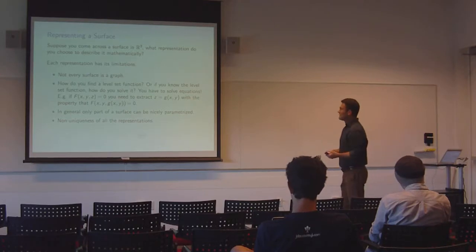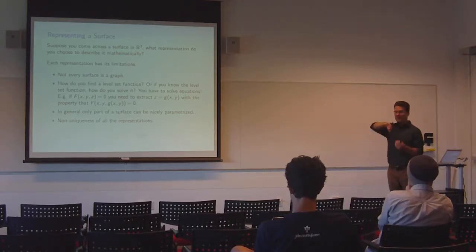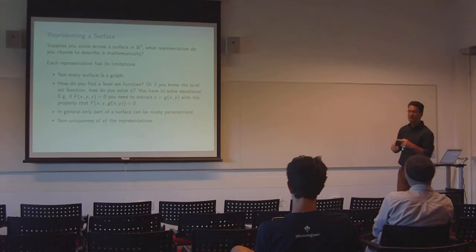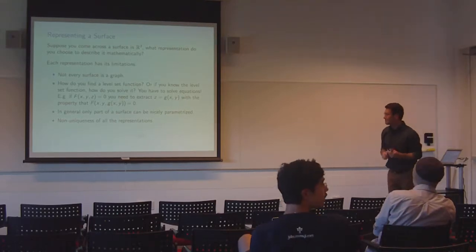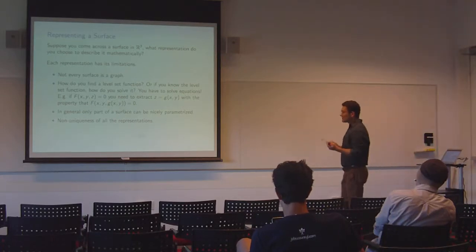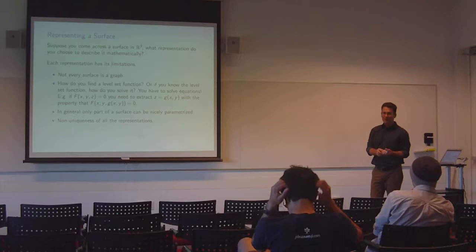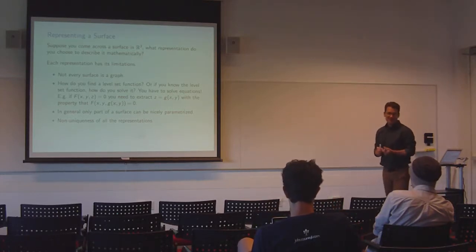For example, not every surface is a graph, right? The sphere has a top side and a bottom side, and you can't hope to represent it all by the graph of one function, because that function would fail the vertical line test. So not every surface is a graph, so you can't necessarily use the graphical representation when you come across a new surface. Okay, next, level sets.